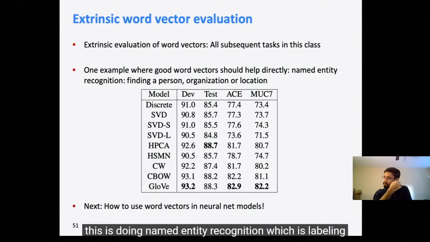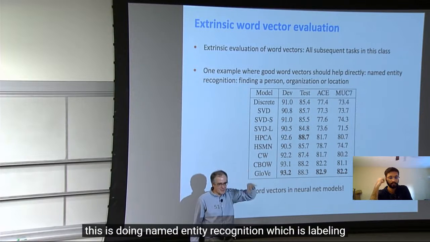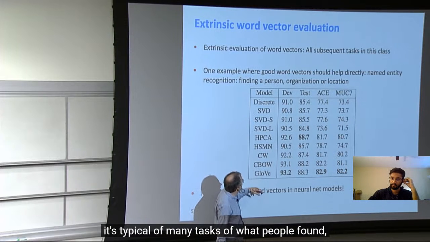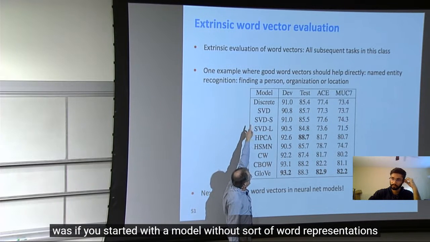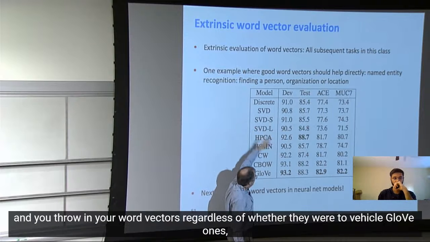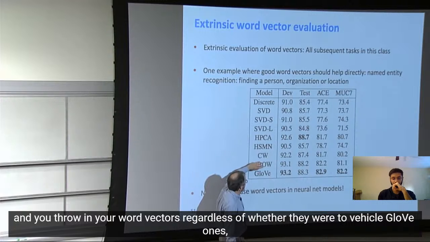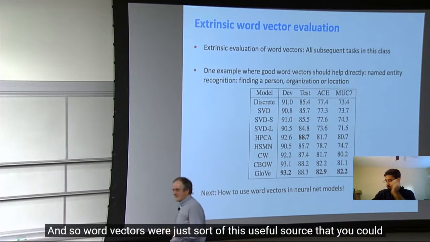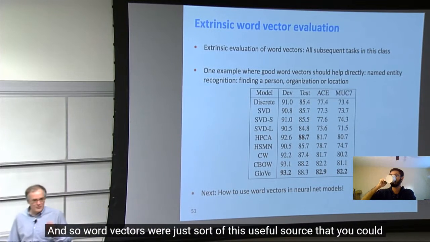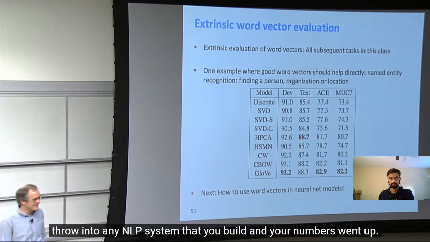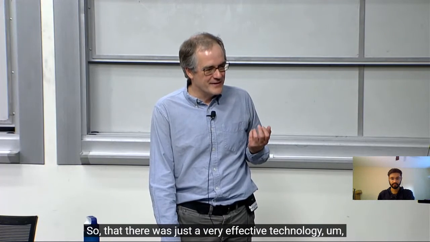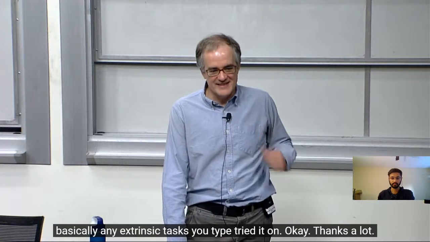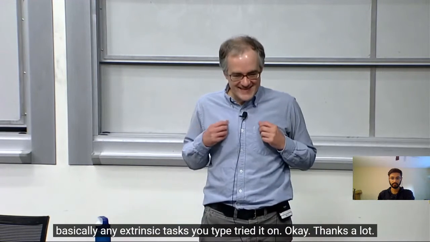This is doing named entity recognition, which is labeling persons and locations and organizations. But it's typical of many tasks. What people found was if you started with a model without word representations and you throw in your word vectors, regardless of whether they're word2vec or GloVe ones, your numbers go up a couple of percent or more. And so the word vectors were just this useful source that you could throw into any NLP system that you built, and your numbers went up, so they were a very effective technology which actually did work in basically any extrinsic task you tried it on. Okay, thanks a lot.